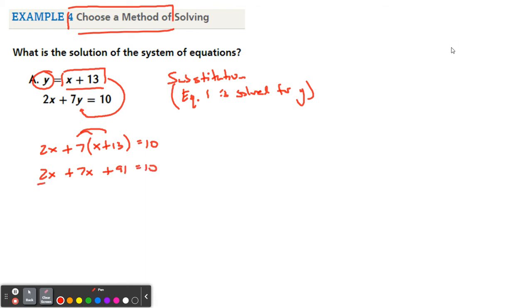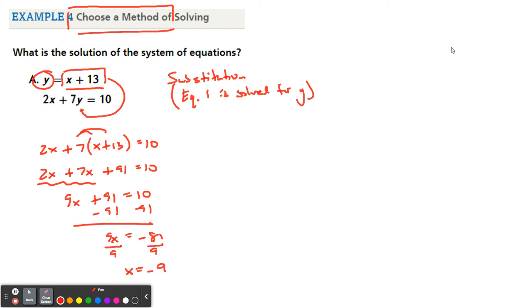Now we have three terms here. Combine your like terms. 2x and 7x is 9x. Bring down the plus 91 equals 10. And now we got two steps. Subtract this 91 first. 9x comes down. 10 minus 91 is negative 81. And divide by 9. And your x value is negative 9.